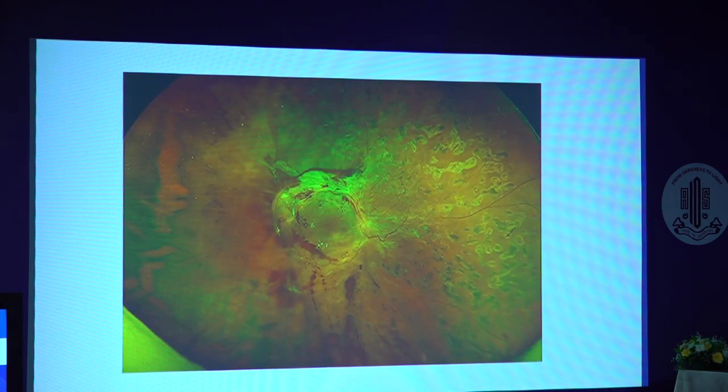This is again a case where this particular membrane has to be handled last. There is no PVD in the rest of the retina.